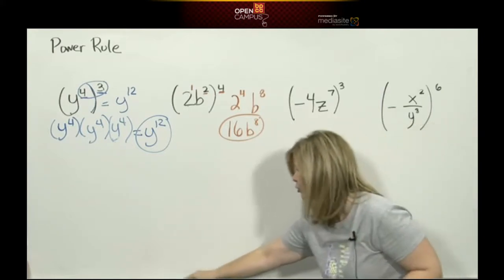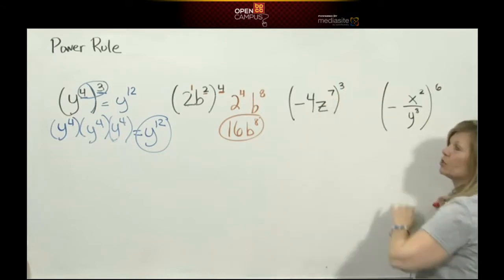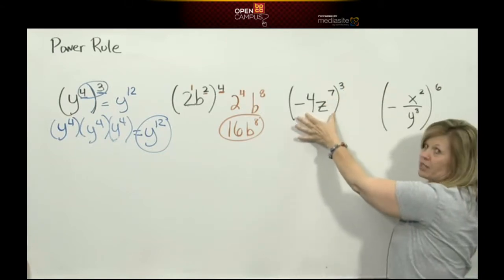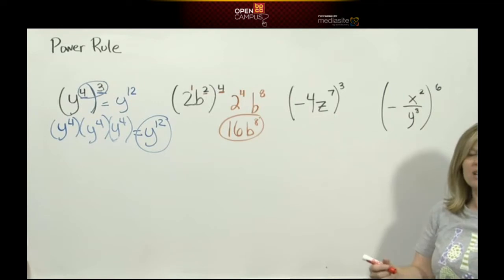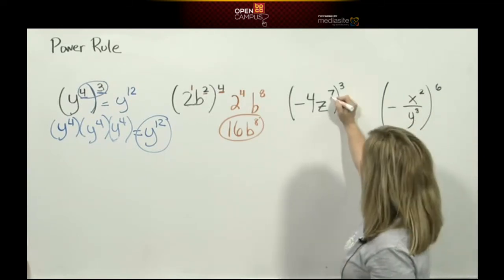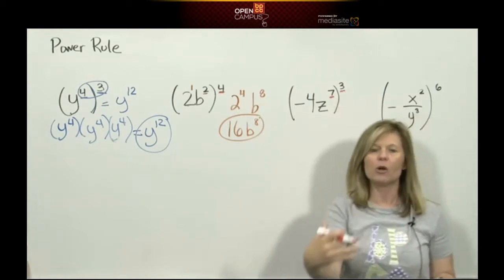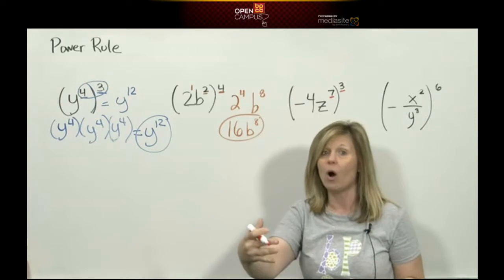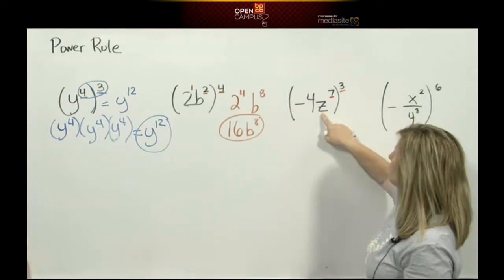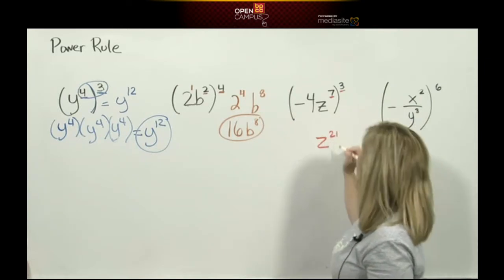Okay, next term. I have negative 4z to the 7th cubed. I could write this out 3 times, but if I want to save the time, the rule is we're going to do the power rule. The part that you all get right is you see the exponent 7, you see the exponent 3. You all know 7 times 3 is 21. That exponent 21 belongs only to the z. So that's z to the 21st power.